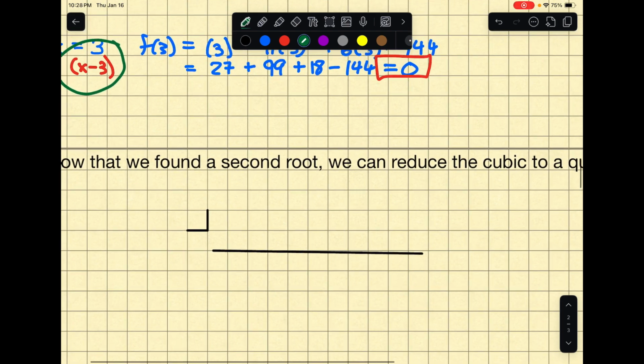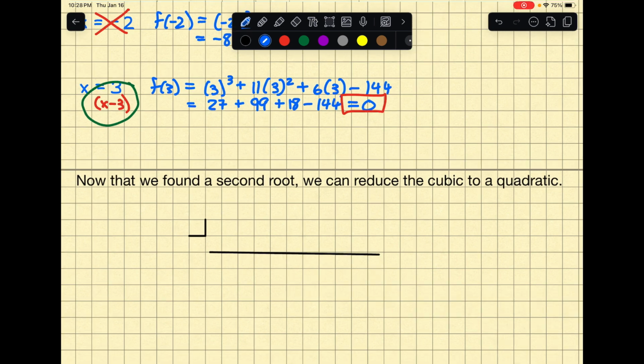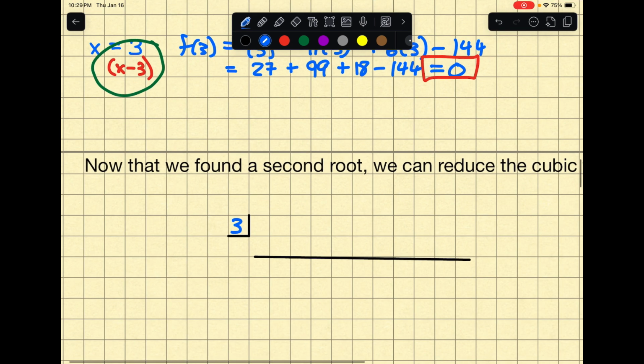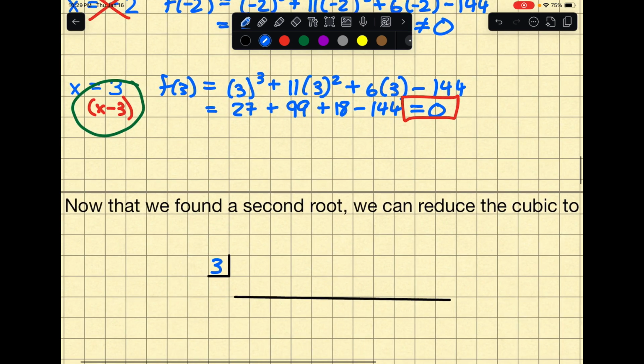Now that we found the second root, we can reduce this cubic to a quadratic. So we're going to do that by dividing it by the factor x minus 3, which means what goes inside the little box here is a 3. It's the value of x that's going to make that factor equal 0. It's the root. Our coefficients are 1 for x cubed, 11 for x squared, 6 for x, and then minus 144.